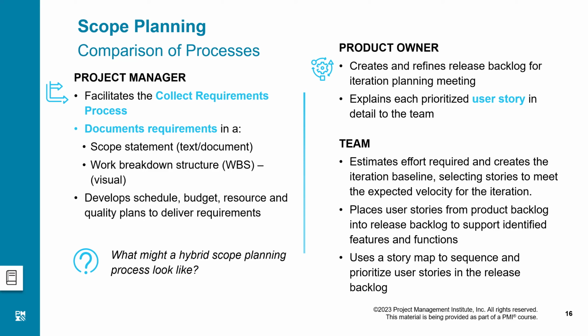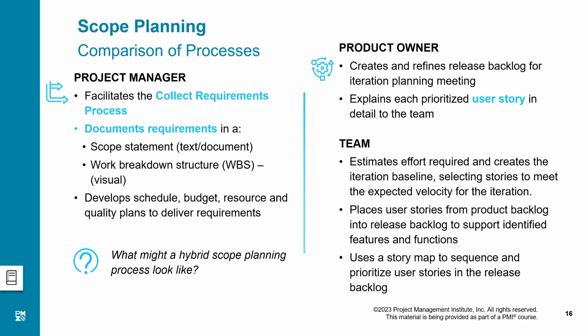He explains each prioritized user story in detail to the team. Why? Because he knows it best. He has directly communicated with the customer and understood the requirement from the customer, helped prioritize that requirement with the customer. Now is the time that user story is to be explained to the team as if they can do it. So this is the job of the product owner as far as the scope of an agile project is concerned. He's concerned about the product backlog. He's concerned about the release backlog.